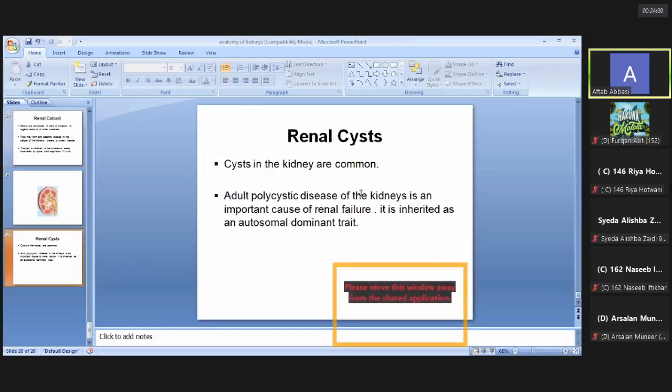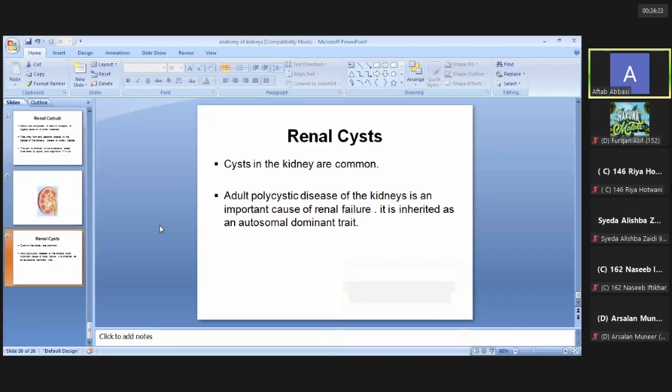Another clinical condition is known as renal cysts. Cysts are usually common conditions related to the kidneys, and adult polycystic disease of the kidneys is an important cause of renal failure. It is inherited as an autosomal dominant disorder. In this condition, there is formation of multiple cysts in the kidneys that leads to renal failure.